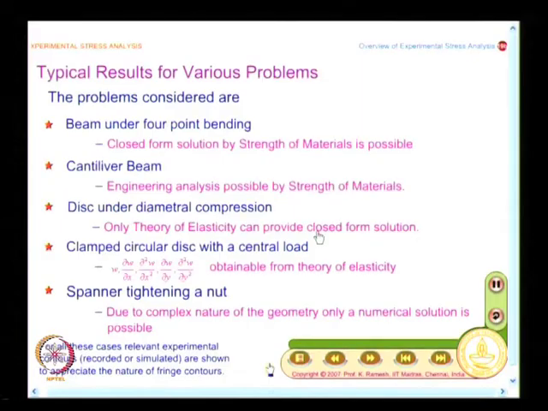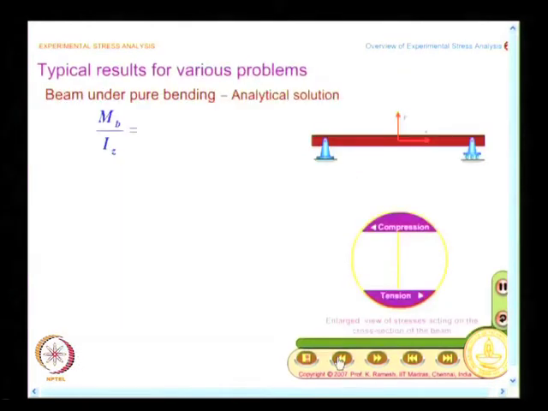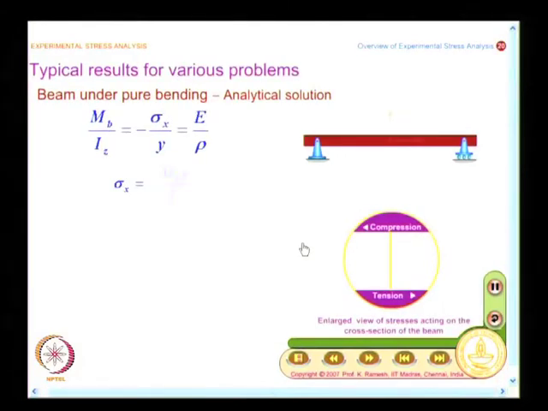Let us continue the discussion on overview of experimental stress analysis, and we have discussed in the last class the problems considered are beam under 4-point bending. Now we come back to the stress field analytical approach. Now you have got the stress field, you have also seen the stress tensor.